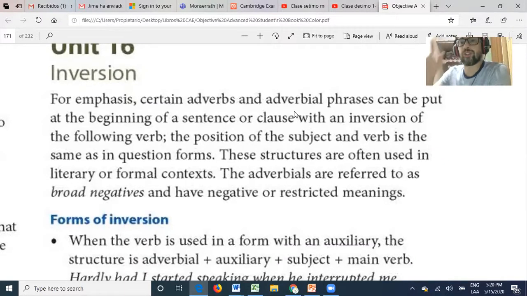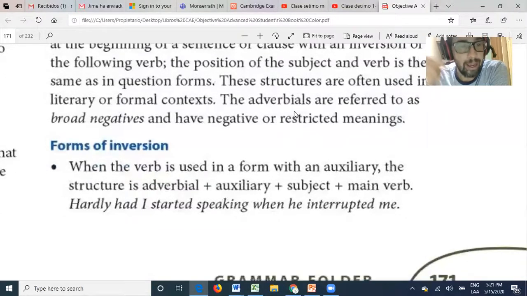Well, these structures are often used in literary or formal contexts, okay? For example, the adverbials are referred to as broad negatives and have negative or restrictive meanings. So let's see here some examples, okay? We're going to find out some examples and the way to use them. Forms of inversion.